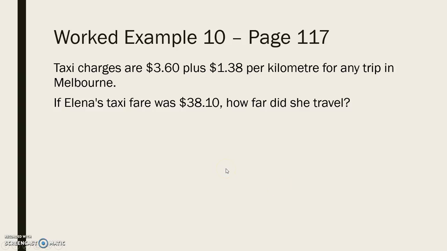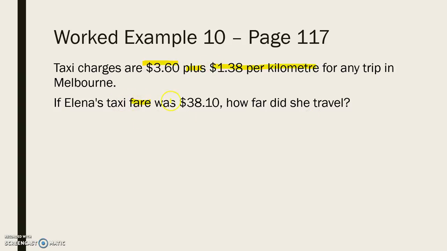Alright, our next example is a real worded problem, in that it's trying to put it into a context or a real life situation. Take the time to look at what the important information is. The key question is, what is our variable going to be and how are we going to work that out? How do we know it's our variable? The key information here, let's have a look. Taxi charges are $3.60 plus $1.38 per kilometre.